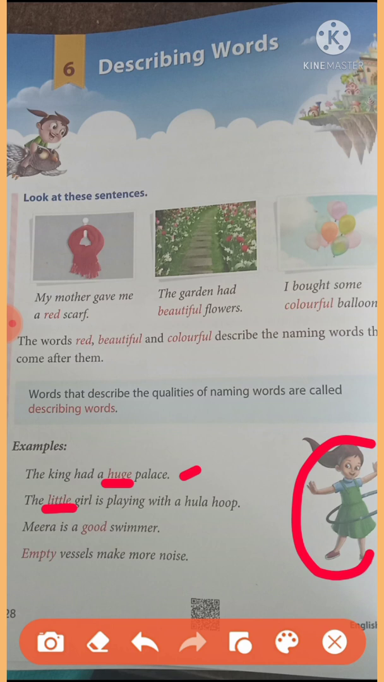Now, Meera is a good swimmer. What type of swimmer is Meera? She is a good swimmer. Fourth sentence, you see: empty vessels make more noise. So what type of vessel? It is an empty vessel. So children, this way I think you have understood page number 28, whatever I have explained to you. Go to the next page.